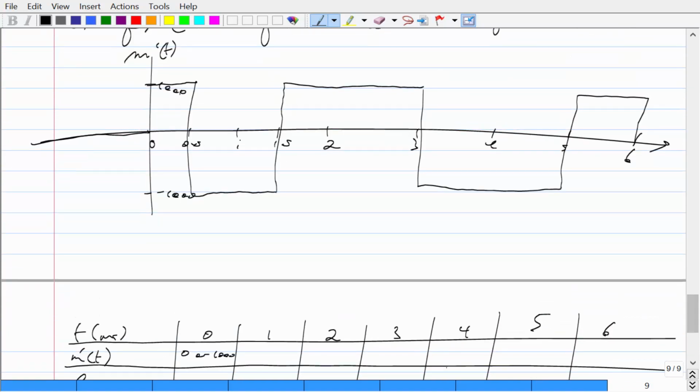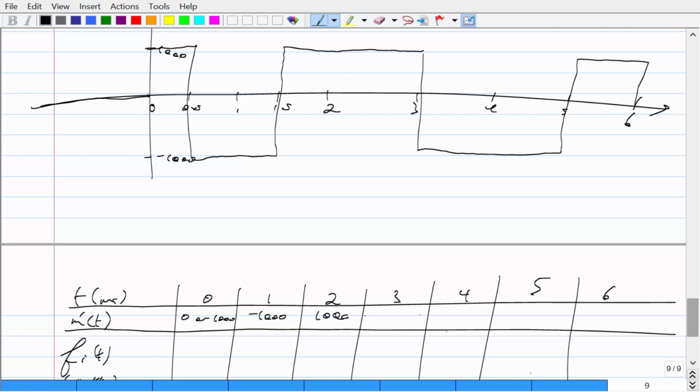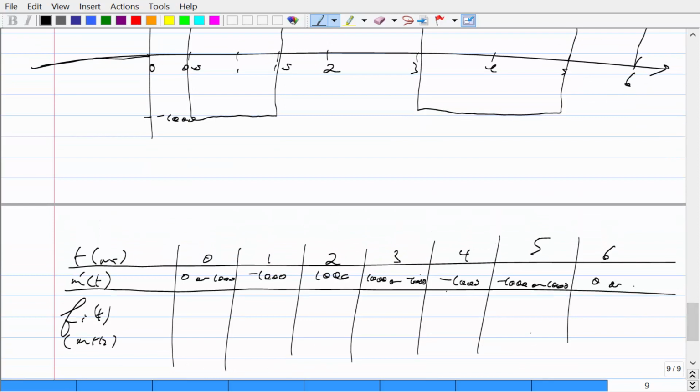At time equal to 1, the derivative is minus 1,000. At time equal to 2, it's 1,000. At time equal to 3, it depends on which way you're looking at. You can either do 1,000 or minus 1,000. It's up to you, but either answer is acceptable, depending on which way you're approaching from. At 4, it's going to be minus 1,000. At 5, it's ambiguous again, so you can do 1,000 or minus 1,000. And then 6 is going to be 0 or 1,000, that's fine. So that'll be the situation there.